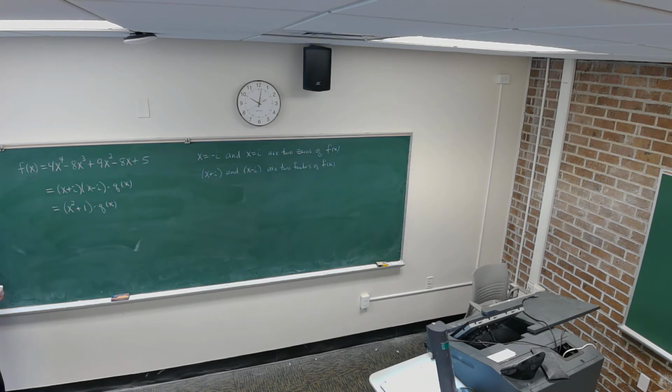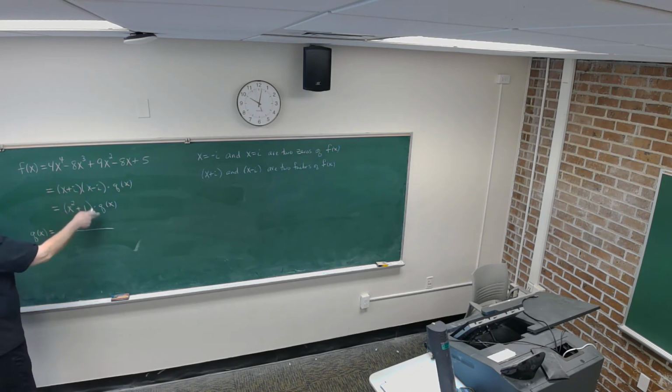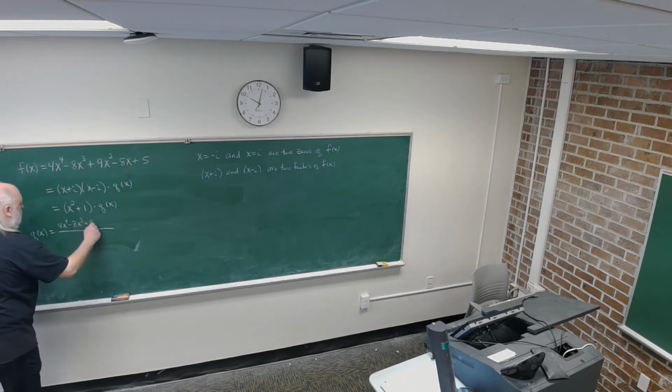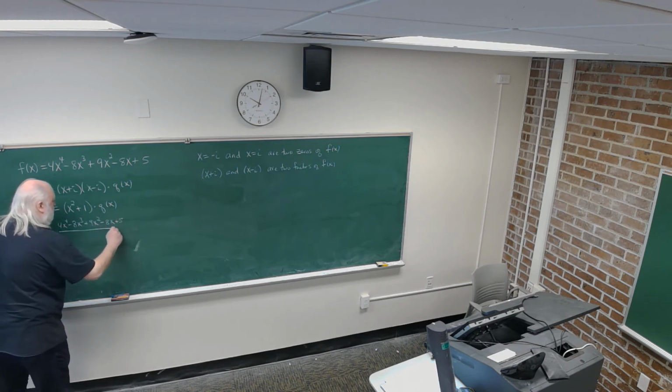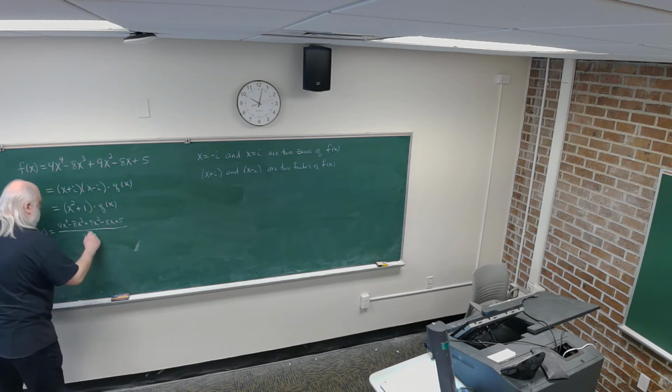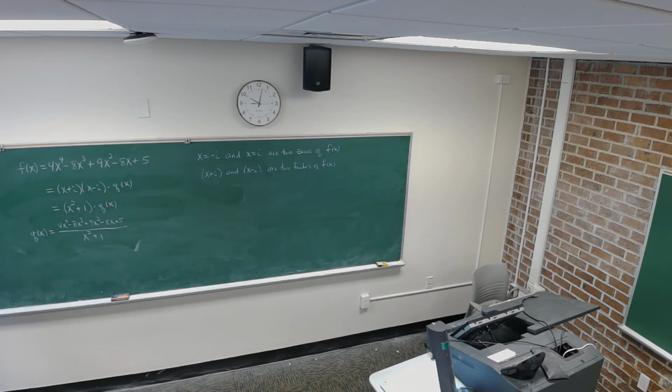So to find the other remaining two zeros of this polynomial function, we have to figure out what q of x is. If I divide both sides by x squared plus 1, q of x is equal to 4x to the 4th minus 8x cubed plus 9x squared minus 8x plus 5 divided by x squared plus 1.